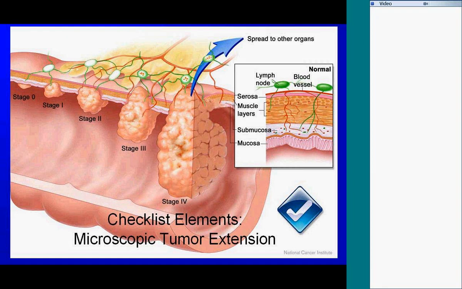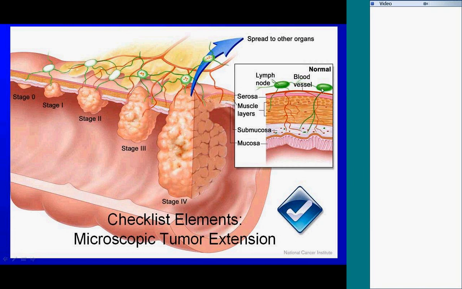Now, moving on through the checklist, the next element is microscopic tumor extension. This section of the checklist just asks you to report how deeply into the bowel wall the tumor has invaded. And I think there are not many changes from the previous checklist, so I won't spend a lot of time on this point, but feel free to ask questions if there's something that I haven't covered when we get to the end of the session.